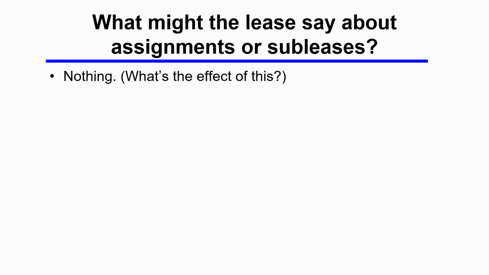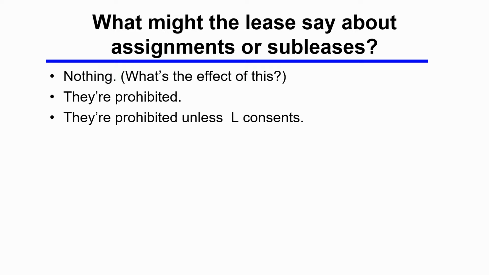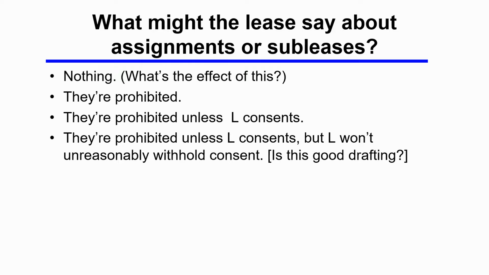However, most leases do say something about assignments and subleases. One possibility is the lease might say they're simply prohibited. And what that means, of course, is you can't do it without going back to the landlord and seeing if the landlord will waive that prohibition. Another possibility is the lease will expressly say that assignments and/or subleases are prohibited unless the landlord consents. That's a very common kind of clause to find in a lease. Another possibility is that assignments and subleases are prohibited unless the landlord consents, but the landlord won't unreasonably withhold consent.